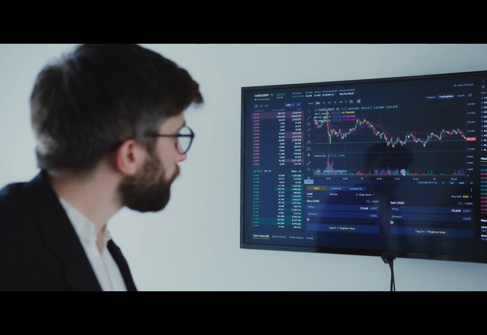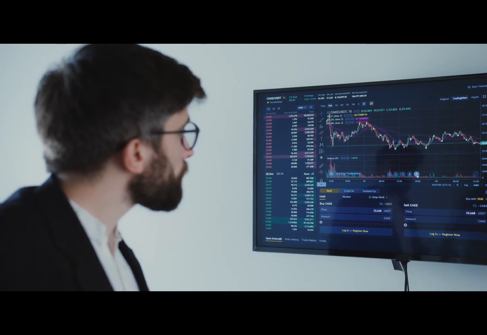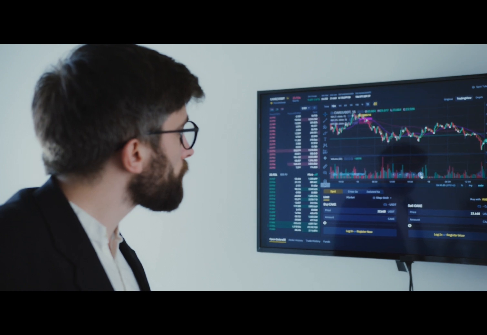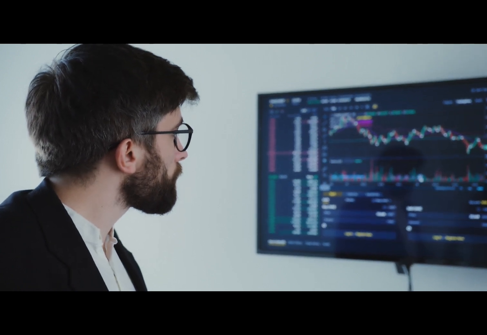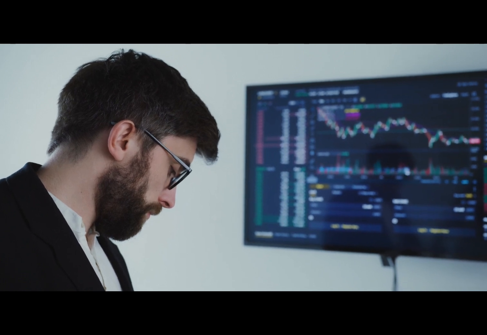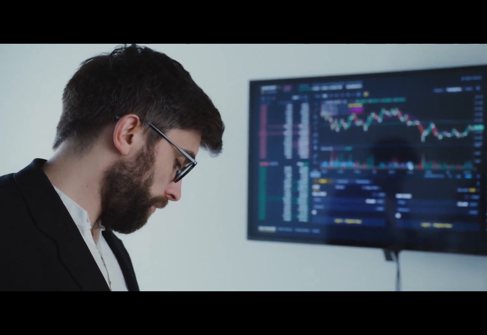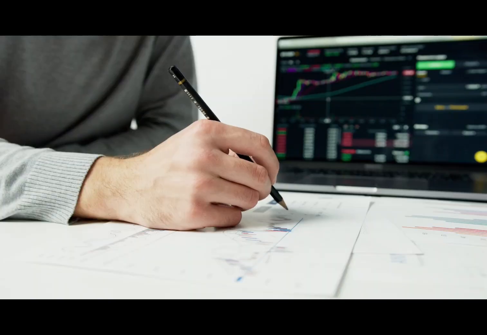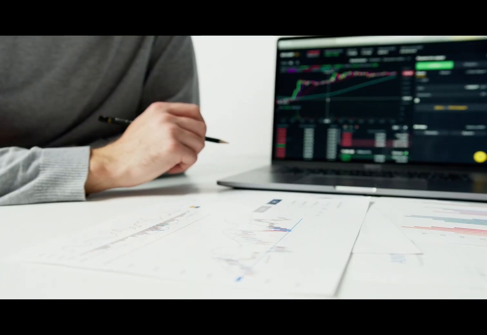Three, pros and cons of OANDA WEB. Like any trading platform, OANDA WEB has its advantages and disadvantages. Let's take a closer look. Pros: accessible from any web browser without the need for software downloads. Provides a comprehensive range of technical analysis tools for in-depth market research.